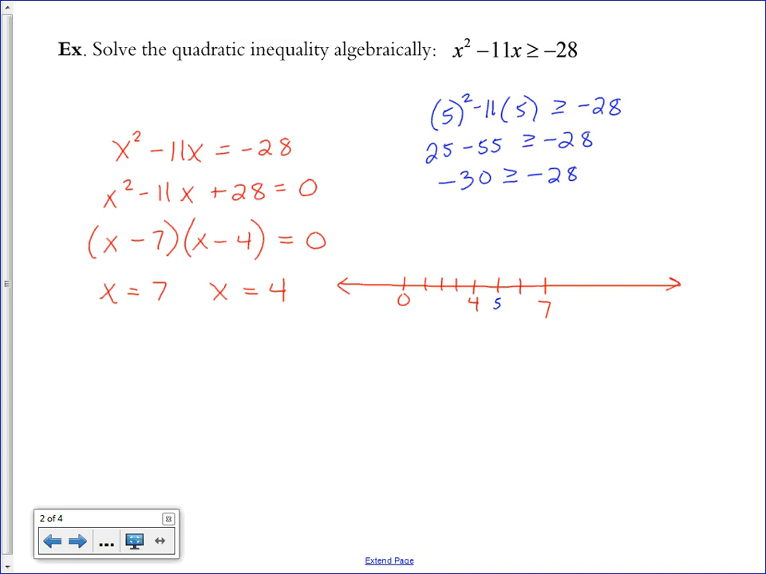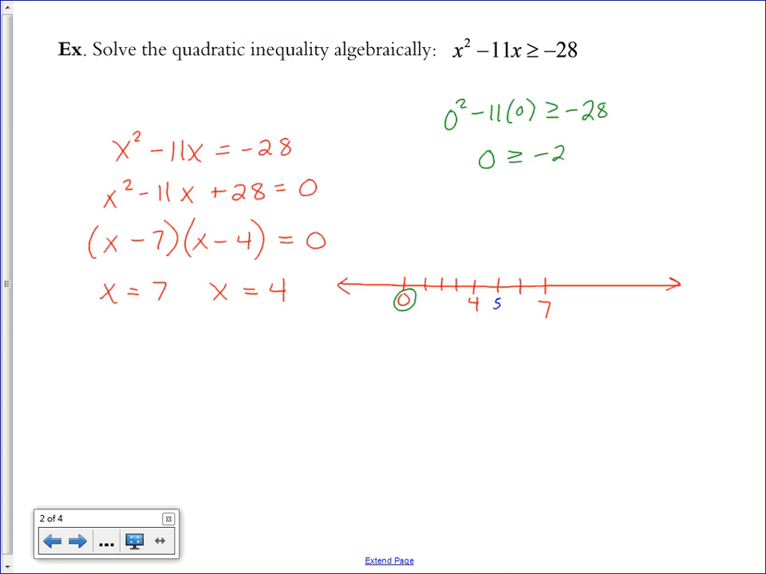So I'm going to next test something that is to the left of the 4. For example, 0. Right? 0 is to the left of the 4. It's a nice, easy number to plug in. Replace this work with 0 to see that this side comes out to 0, it's greater than or equal to negative 28, which is in fact true. We want to include the 4 because the original sign had an equal to sign, and include everything in the region of the 0, which did work to satisfy the original inequality.